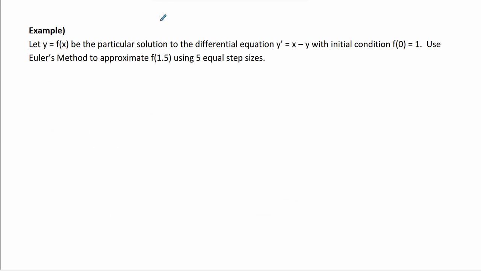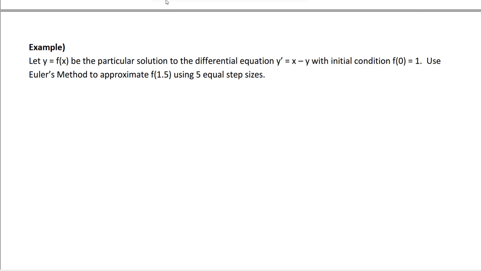Example. Is there two examples? Yeah, there's two examples. Okay. So, first example. Let f of x, y equals f of x, be the particular solution to this diff EQ with initial condition f of 0 is equal to 1. Use Euler's method to approximate f of 1.5 using 5 equal step sizes.